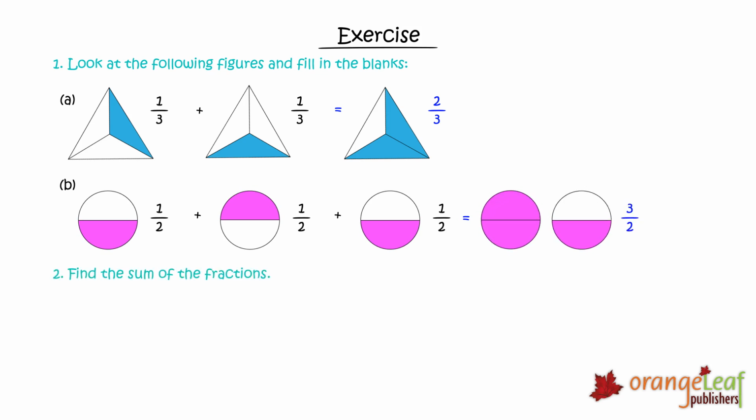Find the sum of the fractions. A. 3 by 7 plus 4 by 7. The answer you will get is 7 by 7. B. 3 by 5 plus 4 by 5. The answer is 7 by 5.